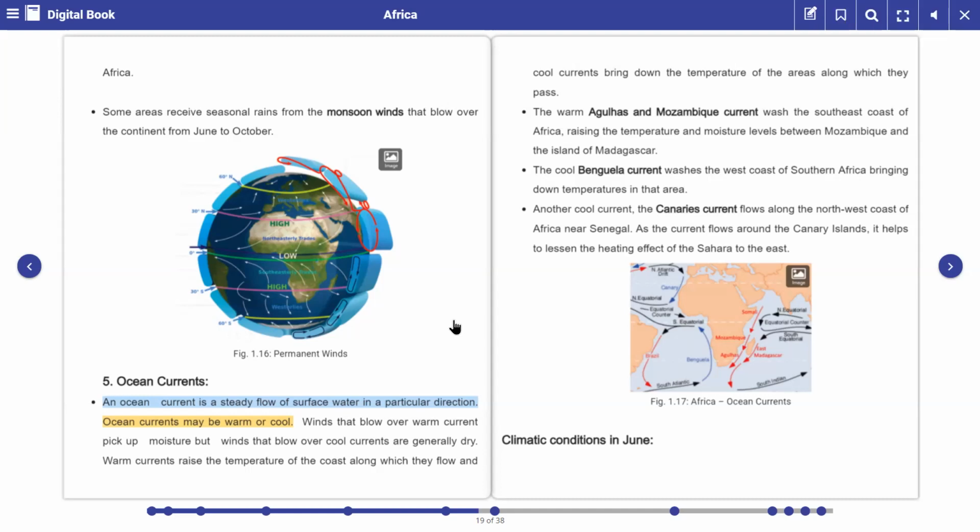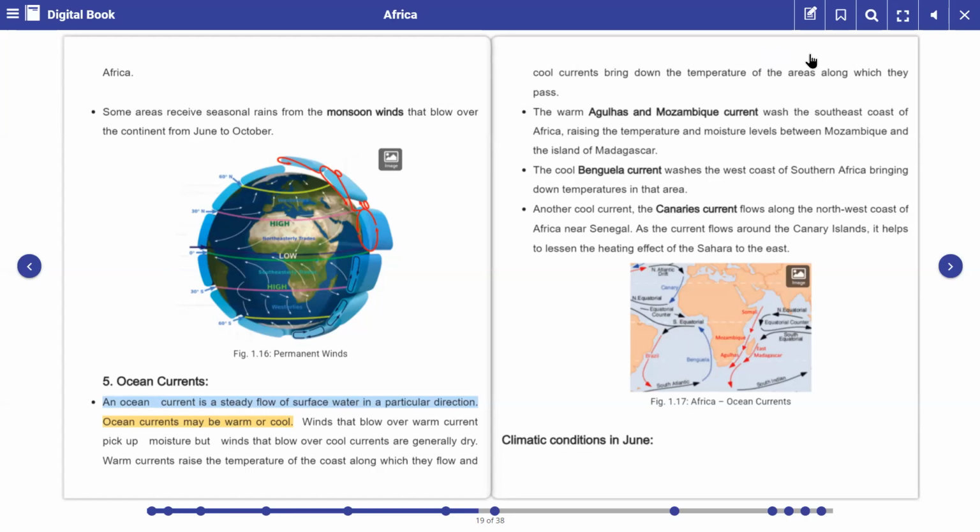Now, warm currents raise the temperature of the coast along which they flow. This is very important. They might ask you to write a differentiation between warm currents and cool currents. So first of all, winds may pass over warm currents or cool currents. The first point you have to remember is that wind which is blowing over the warm current takes up moisture, and wind which is blowing over the cool current is generally dry. This is the first point of differentiation.